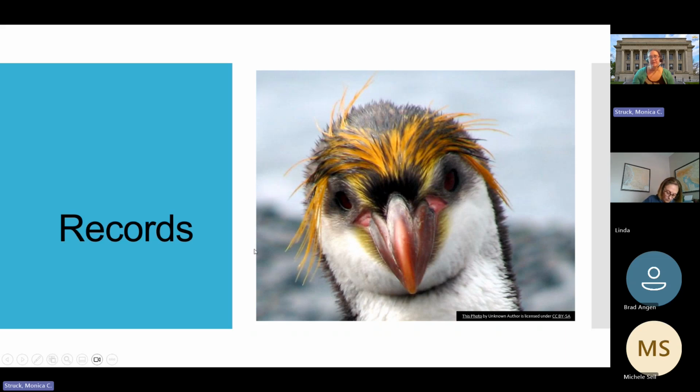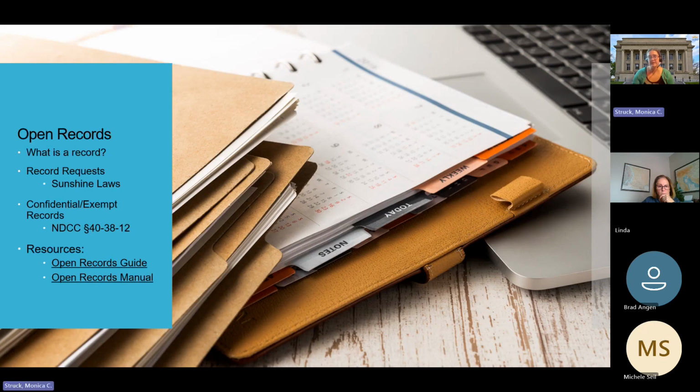Okay, so records. You have all of these minutes and notes that you guys are making, and all of these, believe it or not, are records. A record is any document that can be tied back to library business. And any records you make are open to an open records request. North Dakota has sunshine laws, and they are pretty liberal with what can be requested and what you need to give.